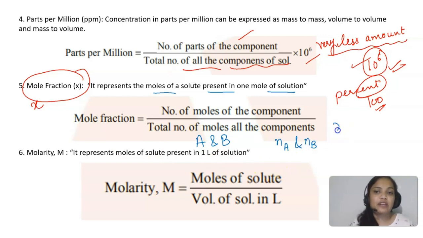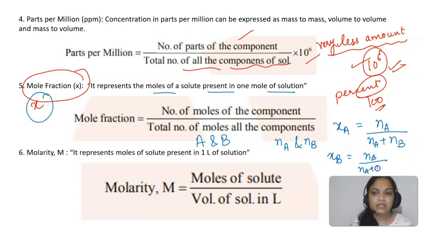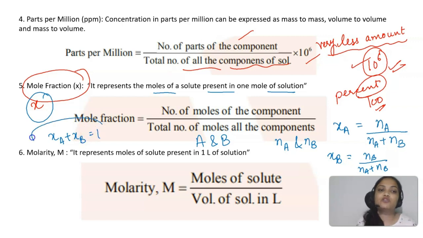So if I have to find out the mole fraction of A, it is represented by X. Xa will be the number of moles of A divided by the total number of moles, Na plus Nb. Same goes with Xb: the mole fraction of B is Nb upon Na plus Nb. And one thing you have to keep in mind, students, the sum of all mole fractions will always be 1. So if you want to calculate Xb, the mole fraction of B, you can do that by 1 minus Xa. So that can be done.